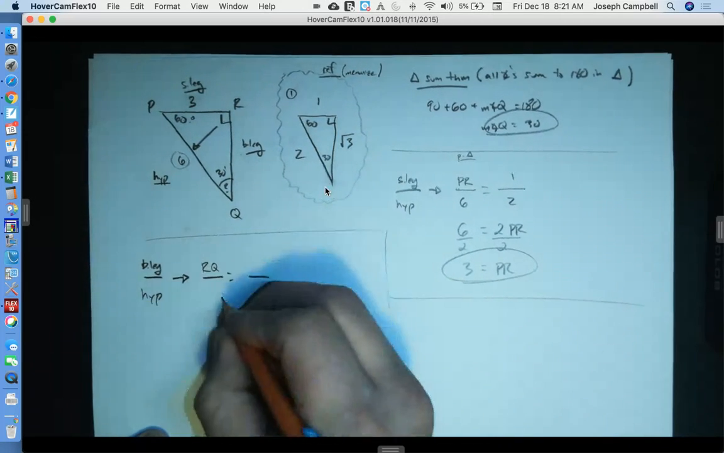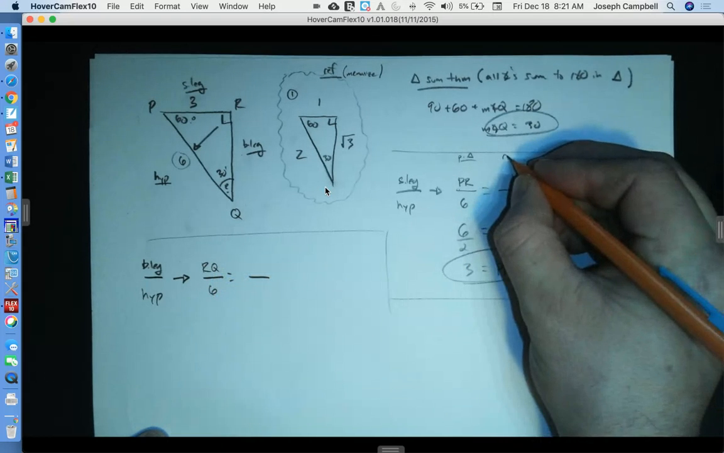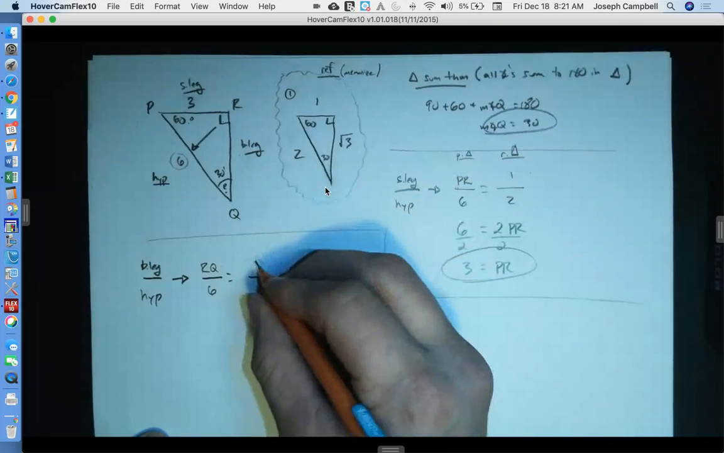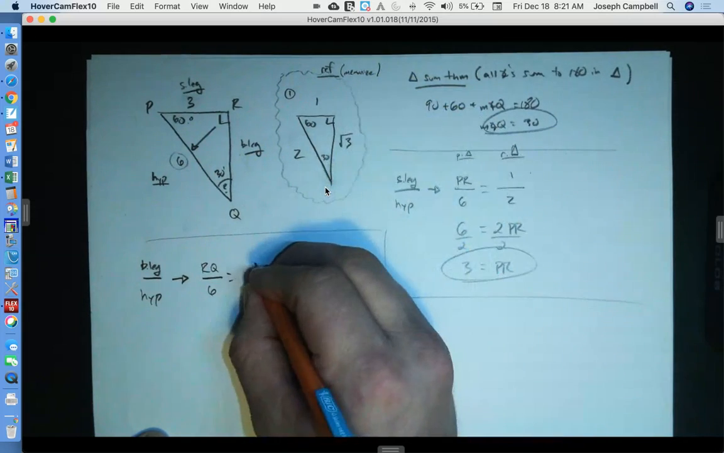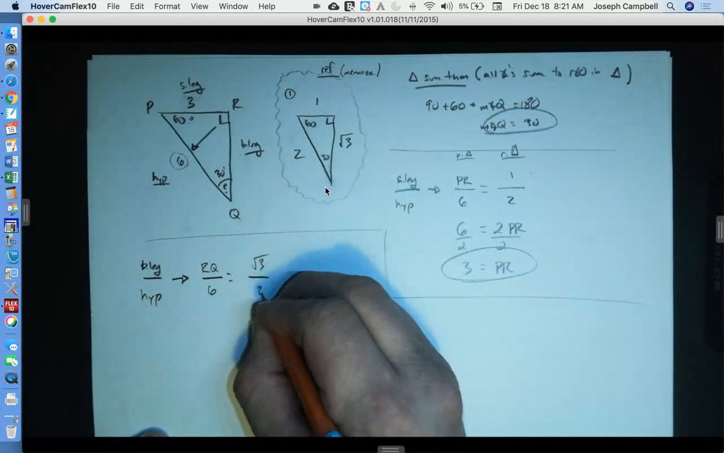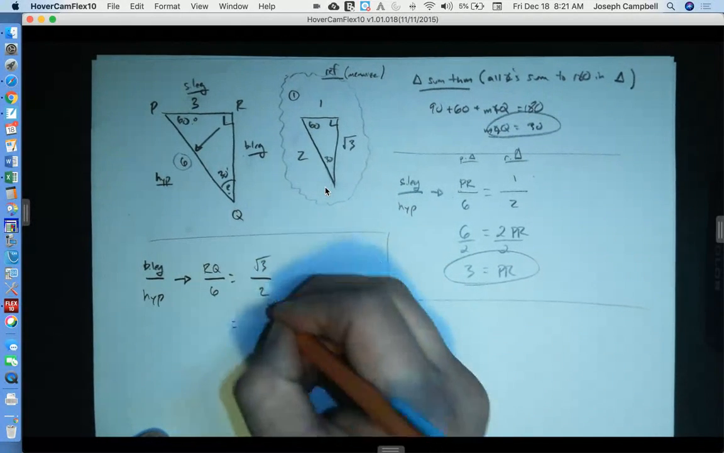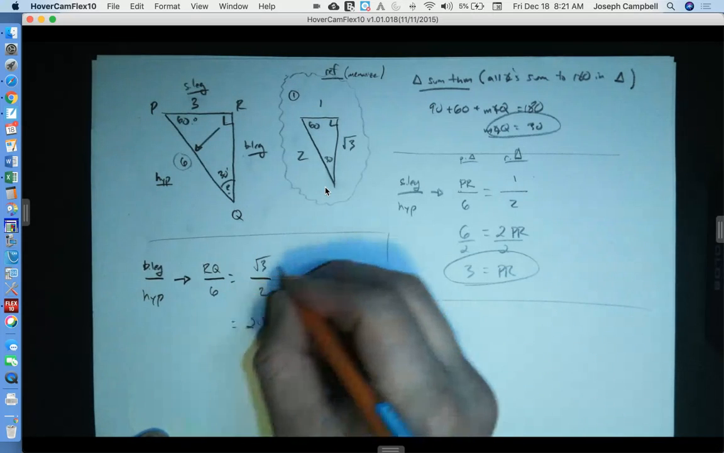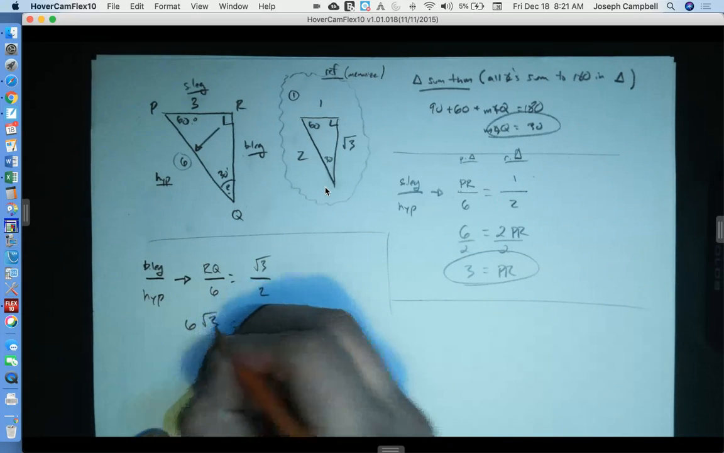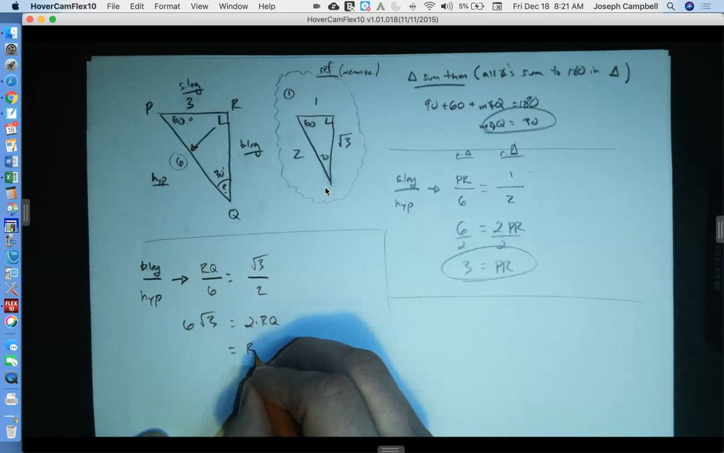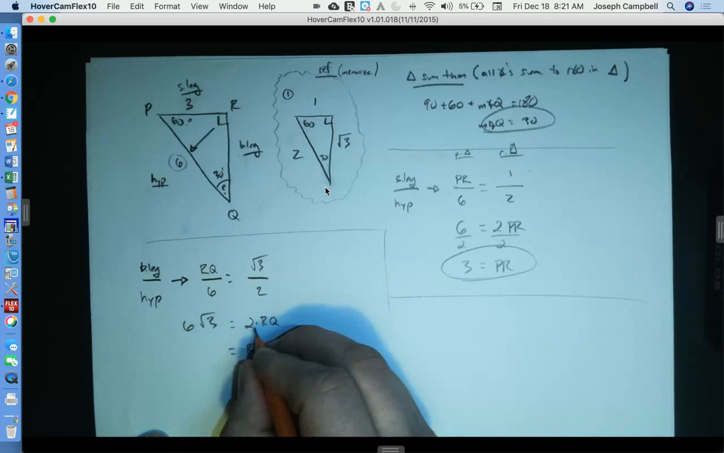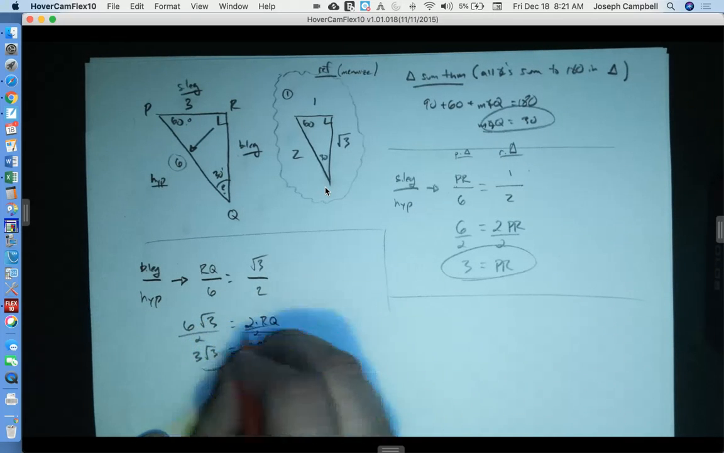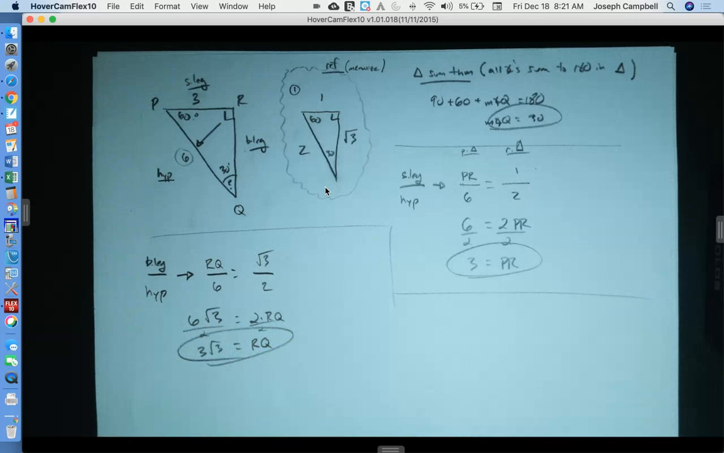and the hypotenuse is 6. Again, I usually make my reference triangle the second one, my problem triangle the first one. So from here, the big leg is √3. Hypotenuse is 2. All right, we're just going to cross multiply here. We have 2 times RQ, and then we have 6 times √3. Divide both sides by 2, and we get 3√3 for RQ. And then that's that problem.